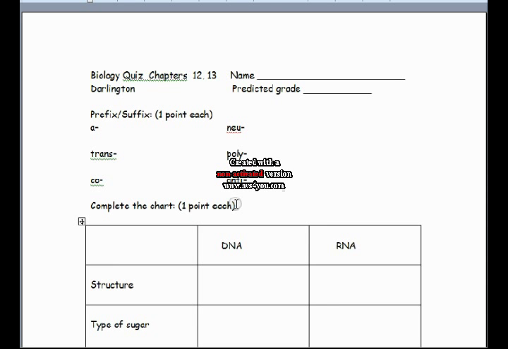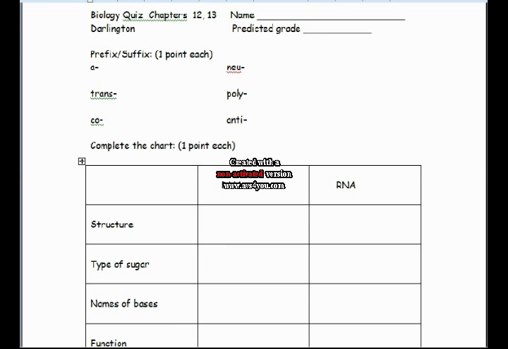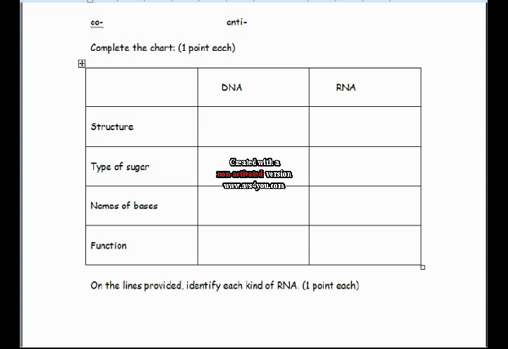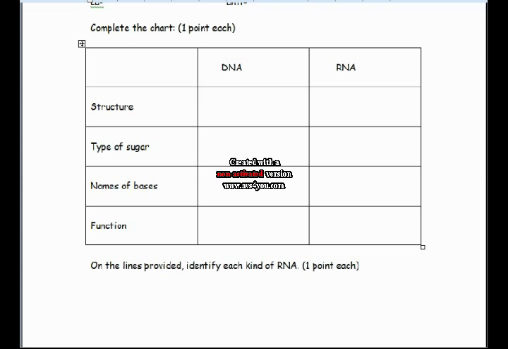This is the biology exam review for chapters 12 and 13. I'm going to skip the prefixes and suffixes. You can do those on your own. Get a sheet of paper and you can put all your answers down and compare them to my answers. We're going to start with completing the chart, comparing DNA and RNA together.